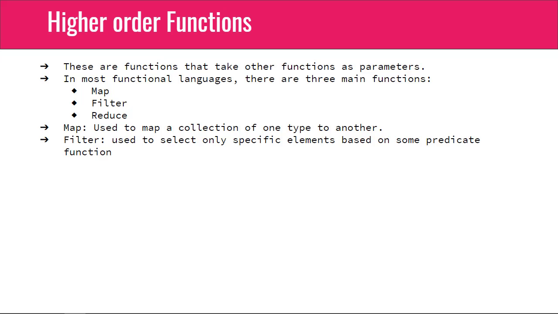Here, predicate function simply means a function that can return either true or false. Let's suppose we have student marks in a list and we want to get marks of only those students who have got more than 50. So in that case, we can provide a predicate function which will check whether a student has got more than 50 and it will only filter out those student marks which are more than 50.